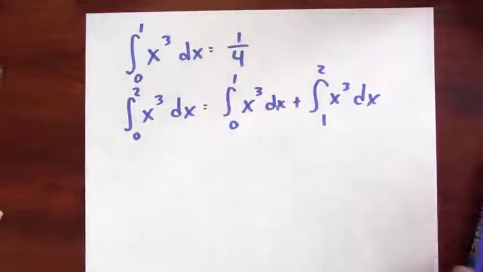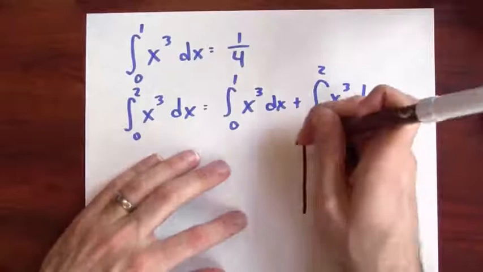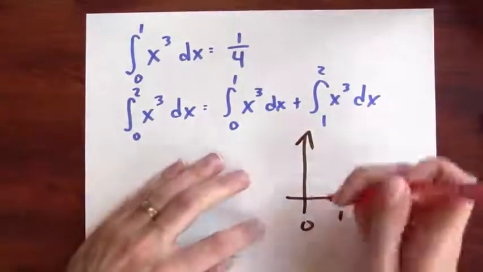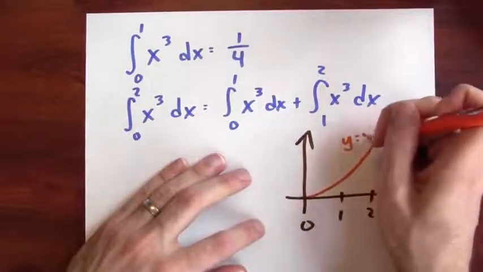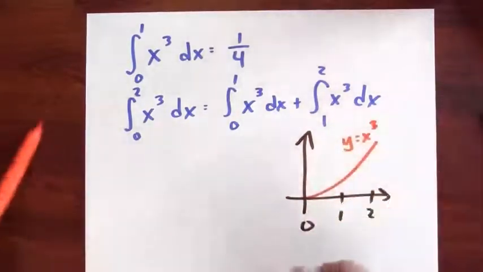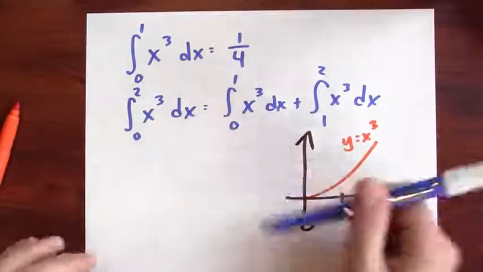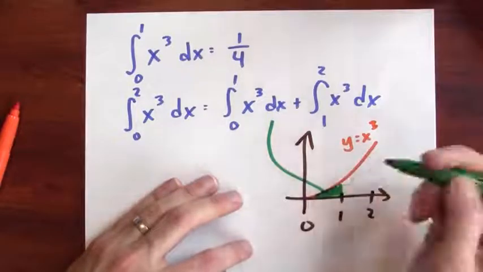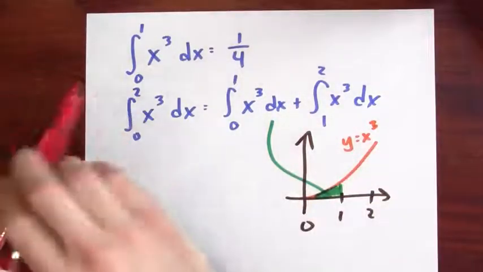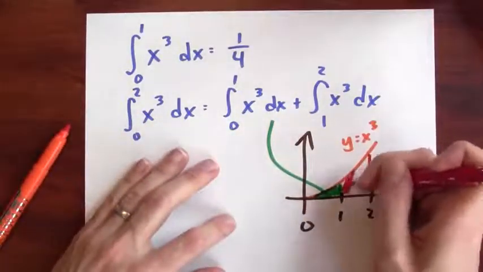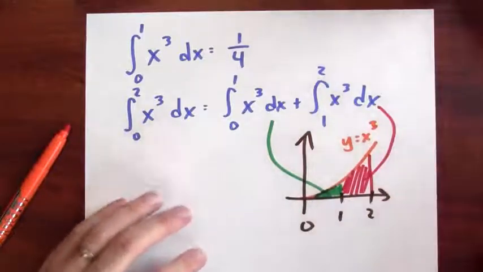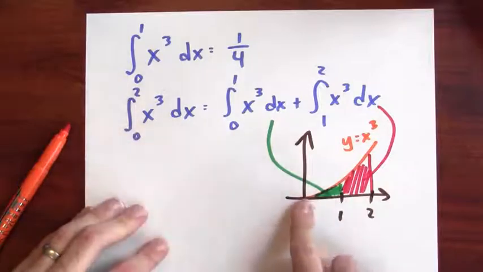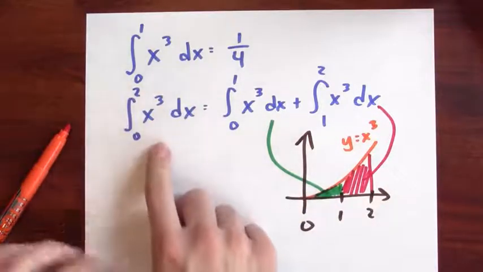Now, geometrically, something like that hopefully makes some sense, right? If I draw a graph, here's 0, here's 1, here's 2. Here's the function y equals x cubed, say. This first integral from 0 to 1 is calculating the area here. Right? That's what this integral is calculating. The second integral from 1 to 2 is calculating this area here. Right? And if I add together these two areas, I end up getting the area from 0 to 2, which is what this integral is calculating.